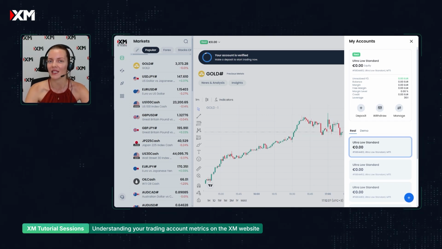Leverage. This is the multiplier that allows you to trade with a larger position than your actual balance. Higher leverage means bigger exposure and also bigger risk.